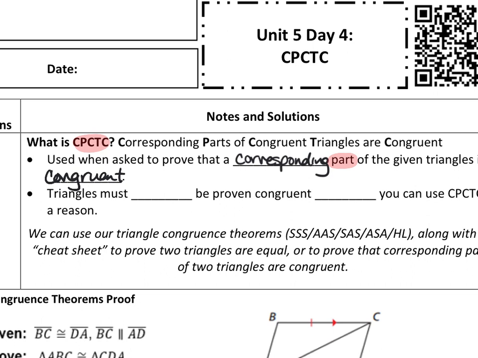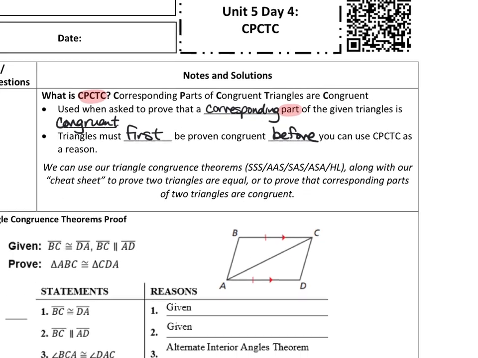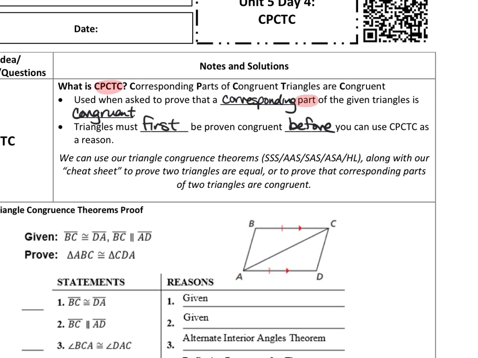To do this, though, we must first prove that the triangles are indeed congruent before we use CPCTC as a reason for the parts to be congruent. In a little italicized part here, it says we can use our triangle congruence theorem, which is all on that foldable with the open flaps, along with our cheat sheet with the hidden math that we learned about from last time to prove that 2 triangles are congruent or to prove that corresponding parts of 2 triangles are congruent.